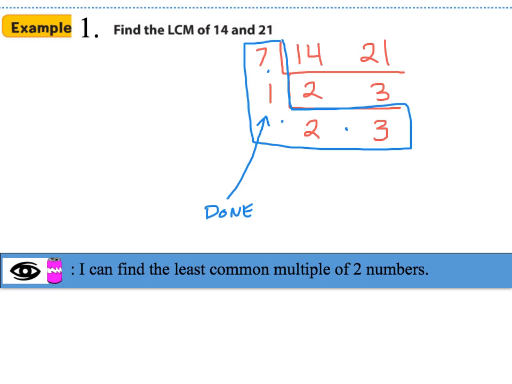So I'm putting dots in between them. Let's multiply 7 times 1 times 2 times 3. If I multiply 7 times 1, I get 7. 7 times 2 is 14. And then 14 times 3, let's do the math. It would be 42. So the LCM, or the least common multiple, of 14 and 21 would be 42.